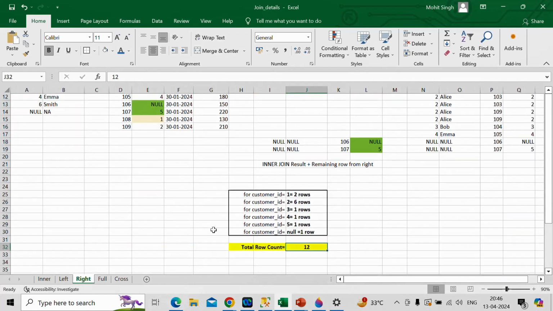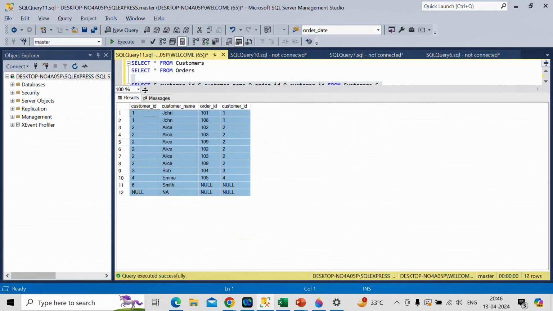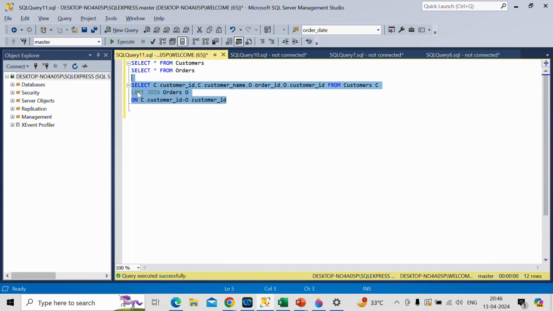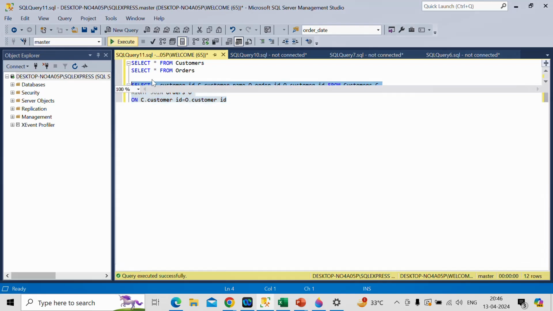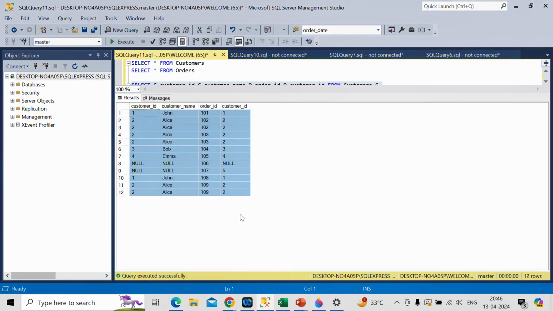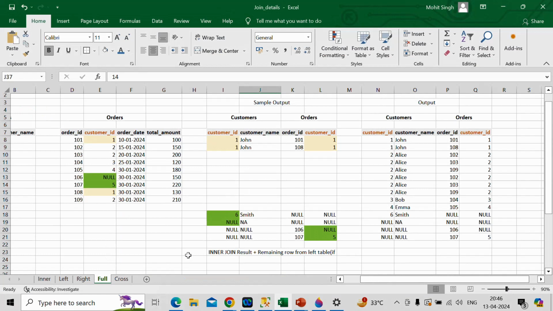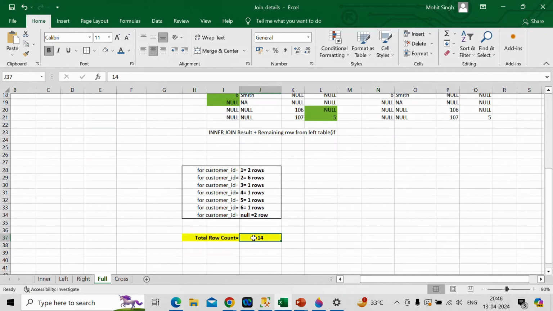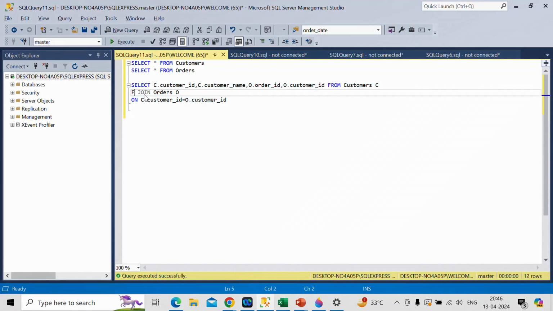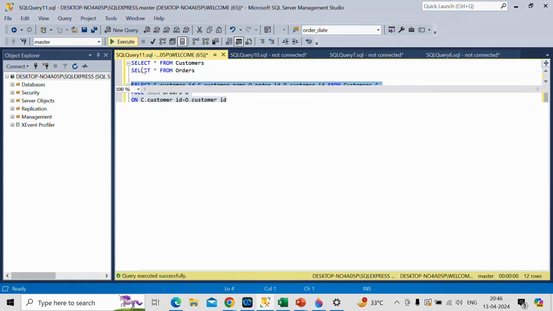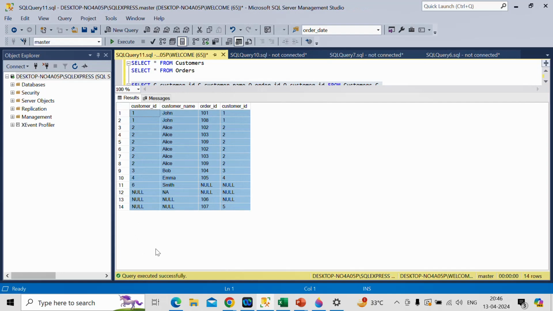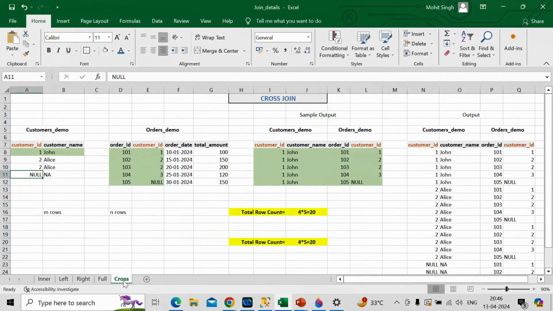Now in case of right join, again we will get 12 rows. So for right join, I'll write right join. Again we got 12 rows. And in case of full join, we'll get 14. Let us verify this. Full. See, we are getting 14 rows. Now in case of cross join, we'll get 20 rows.